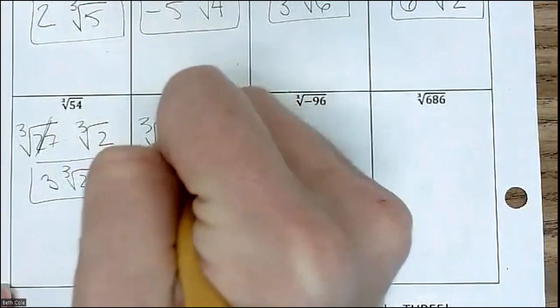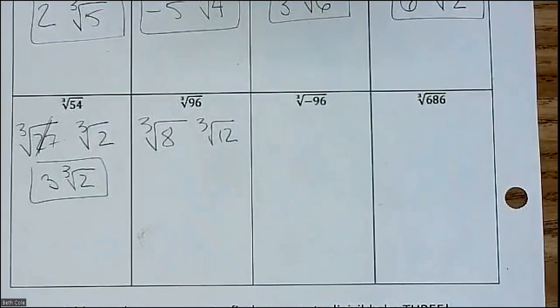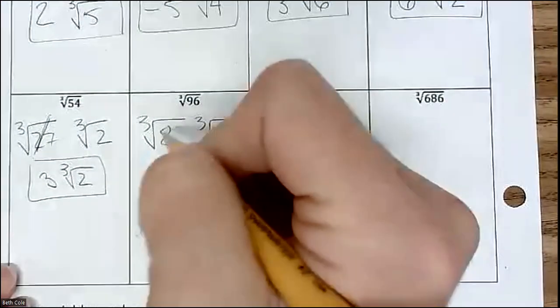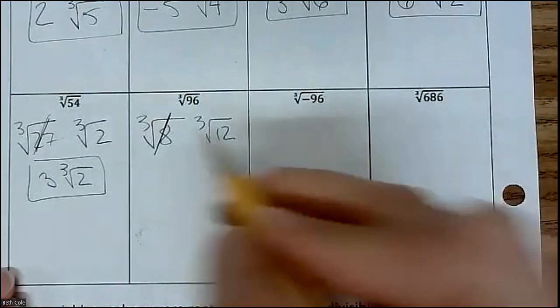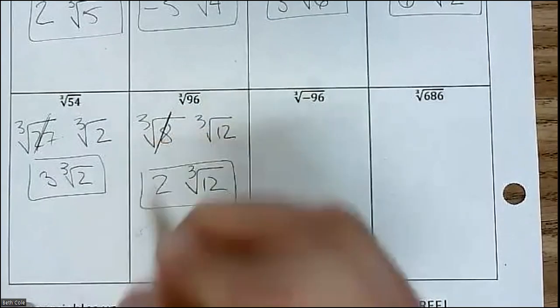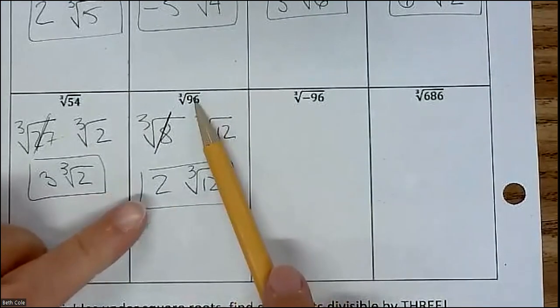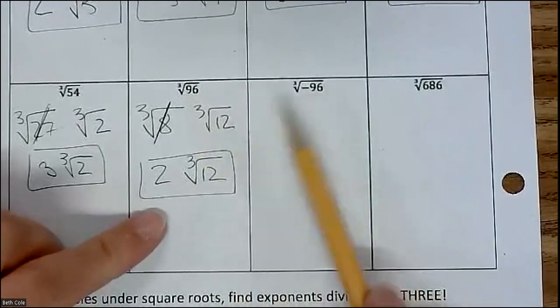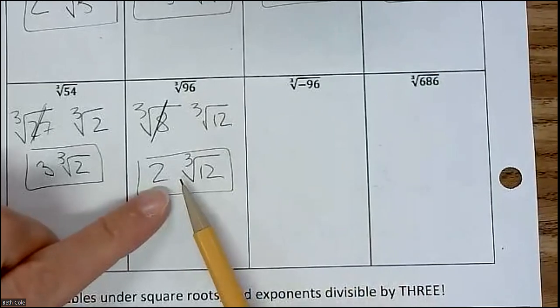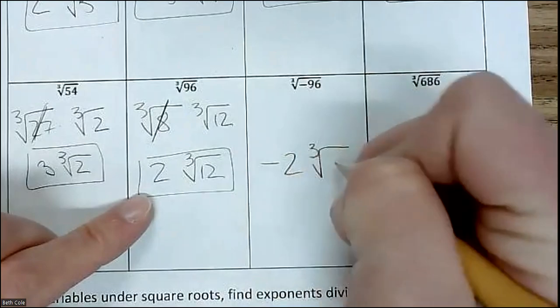So draw 2 little houses. We have 8 and we have 12. And then one of them works, one of them doesn't. What is your cube root of 8? 2. Good. So 2 cube root of 12. The next one, you don't need to type in the calculator. I just stuck a negative in it. So what do you think? This one we did 96. This one's negative 96. It's going to be the same answer except negative. So just put a negative in front of it and it's the same problem.